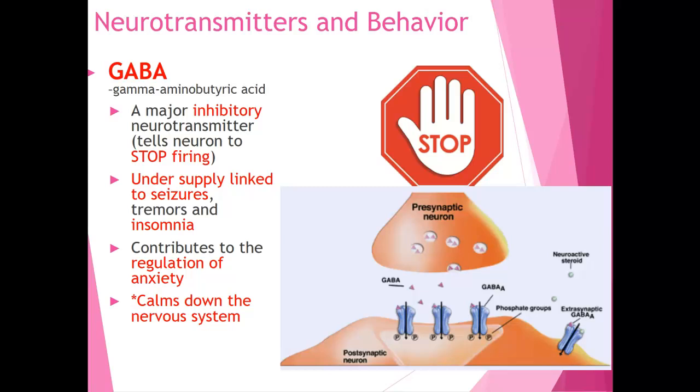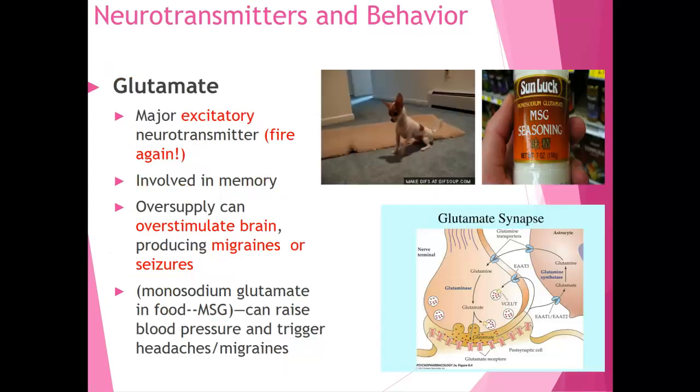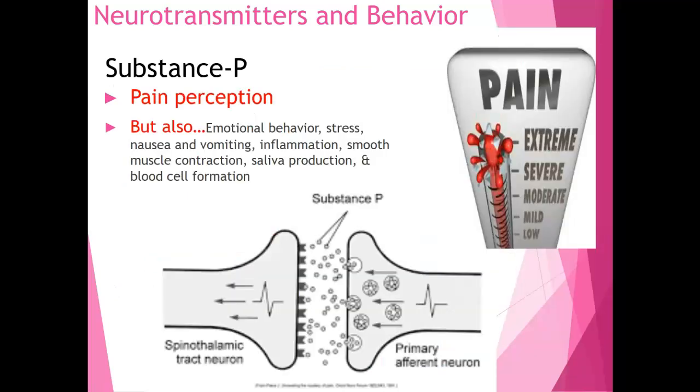GABA's job is to calm you down. Same thing, if there's not enough GABA, that's linked to anxiety. You don't have enough to calm you down. Glutamate is the opposite. It's excitatory. Go, go, go, go, go. Fire again. It can overstimulate the brain and cause migraines. Foods that have lots of MSG, which is monosodium glutamate, can cause high blood pressure.